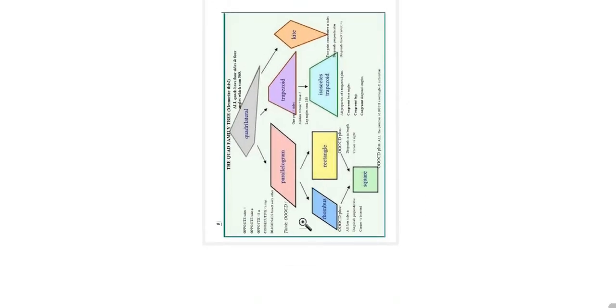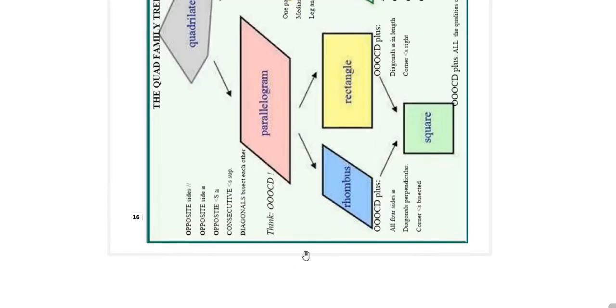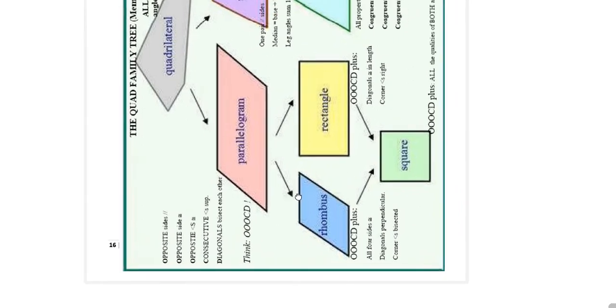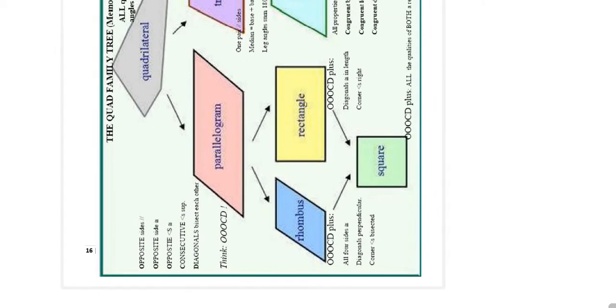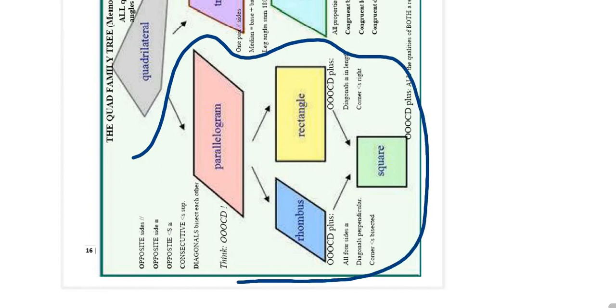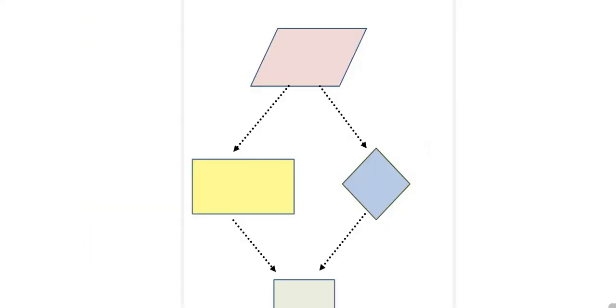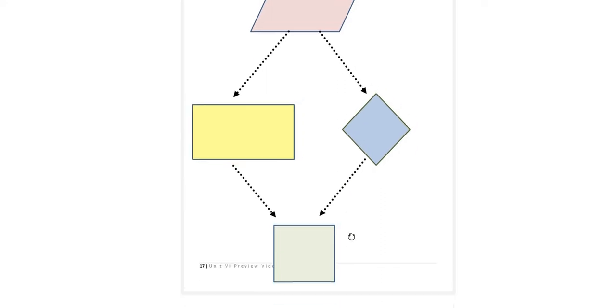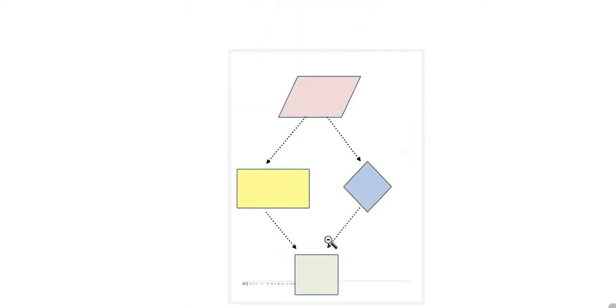This is the quad family tree. Eventually, you're going to be memorizing this. We're going to be focusing just down here on this side in what's called the parallelogram family tribe. So a parallelogram, a rhombus, and a rectangle are parallelograms. And you're going to see here that if a rhombus and a rectangle get married and have a kid, their kid is a square.